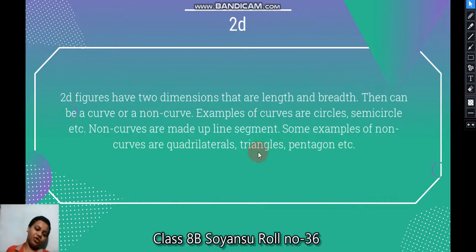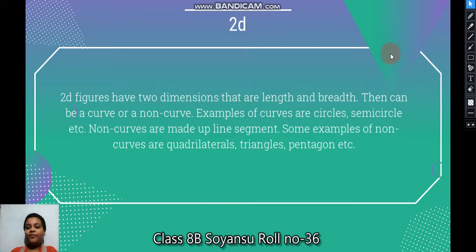So now comes 2D. 2D figures have two dimensions, that are length and breadth. We have learned that 0D has 0 dimensions, 1D has 1 dimension, and 2D has 2 dimensions. They can be a curve or a non-curve. Examples of curves are circle, semicircle, etc. Non-curves are made up of line segments. Some examples of non-curves are quadrilaterals, triangles, and pentagons, etc.